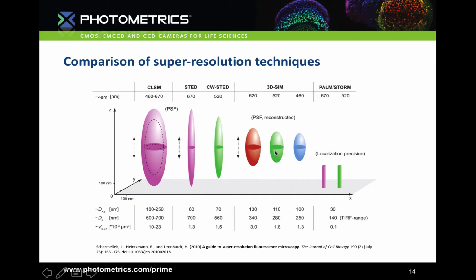SIM is wavelength dependent and gives exactly twice the resolution of the best objective you have. It's an optical trick, a very clever optical trick, that allows you to double resolution in X, Y, and Z. So instead of 180 to 250 nanometers, we're at 100 to 130 nanometers in X, Y, and 250 to 340 nanometers in Z. Finally, we have PALM and STORM, which have the highest XY resolution of all the super resolution techniques, as well as respectable Z resolution.